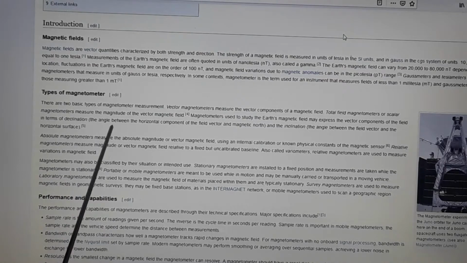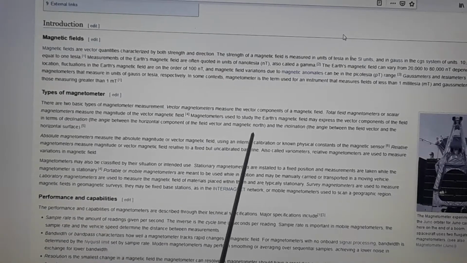which is the angle between the horizontal component of the field vector and the magnetic north, and the inclination, which is the angle between the field vector and the horizontal surface.